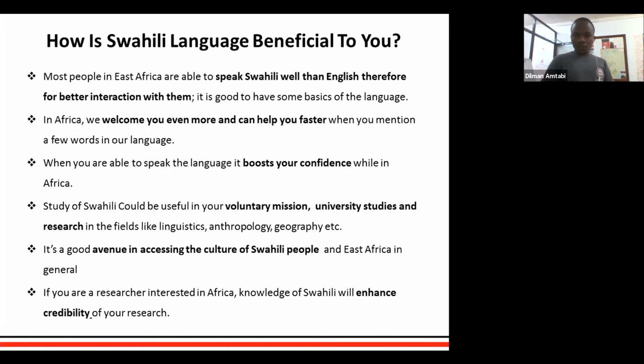How is the Swahili language beneficial to the learner, or to the person who is interested in coming to Africa? First of all, most people in East Africa are able to speak Swahili better than English. Therefore, for a better interaction with them, it is good to have some basics of the language. We speak Swahili most of the time, but English we learn in school. And you'll find that in the villages, most people don't know how to speak English, but they can speak Swahili. That's why we say that in Kenya and Tanzania, Swahili is a national language. It is like uniting the people.